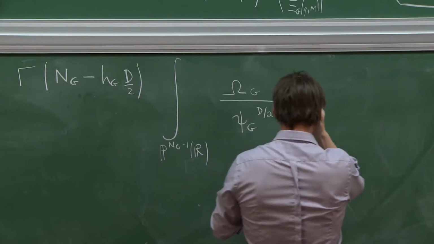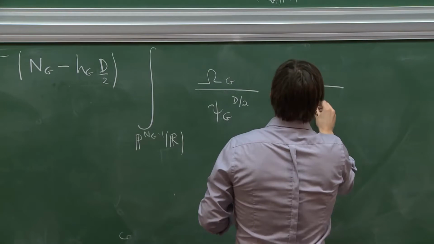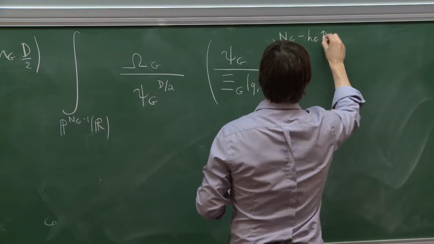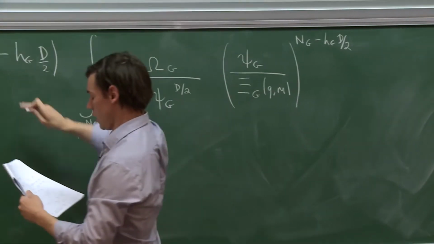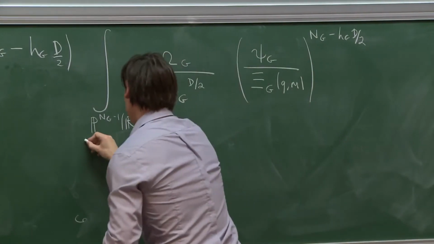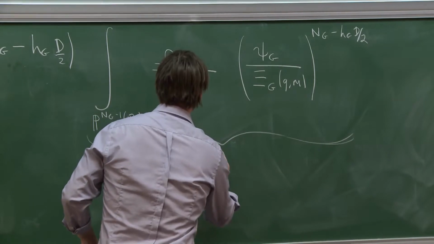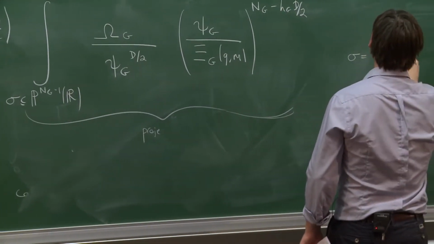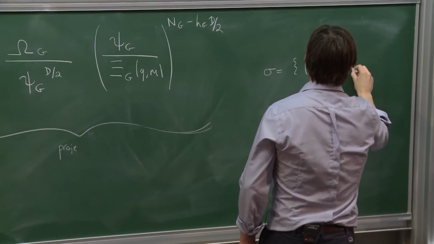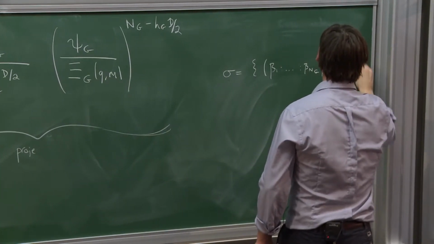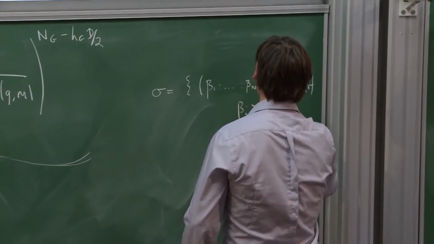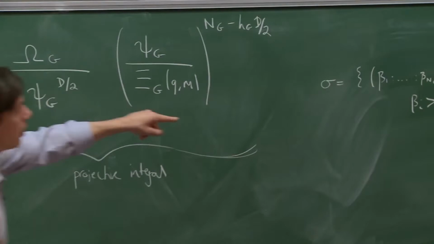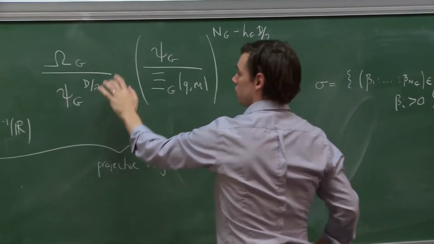So we get psi g to the d over 2, psi g over psi g qm to the power of. I didn't put the superficial degree of divergence here because I want to stare at it in a minute. So this is a projective integral. It's not all projective space, but the simplex, sigma. So sigma equals the set beta 1, and so on. Thank you. So this is a projective integral, and it makes sense if you plug in these degrees here. The integrand is homogeneous of degree 0.